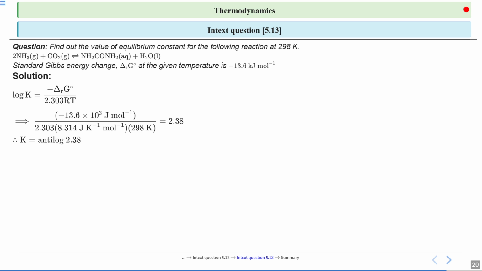Now what do we do? We got this value of log K. We will take the anti-log. Therefore, this value will be 2.4 into 10 to the power 2. So this is your final answer.